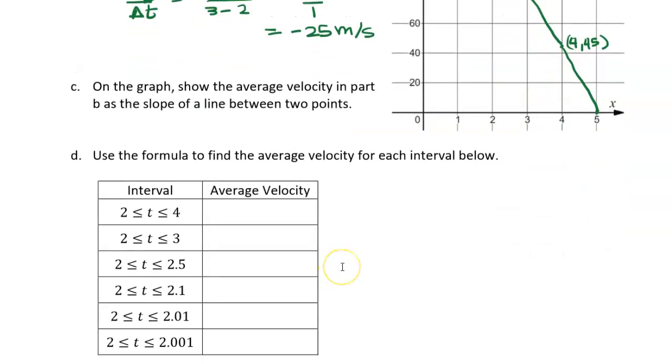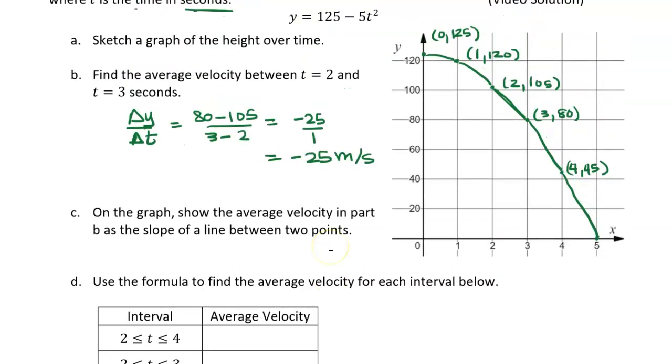All right, so here's the new part. We're doing something similar to what we did before. We want to find the average velocity over these intervals, but you can see now that the left-hand side of the interval in each case is 2. So what I'm doing here is finding average velocities over intervals that are getting closer and closer together.